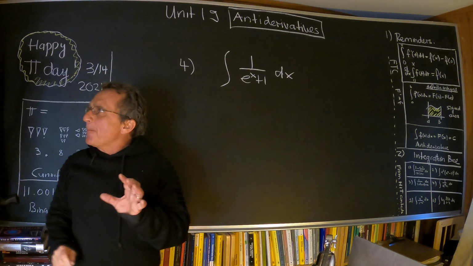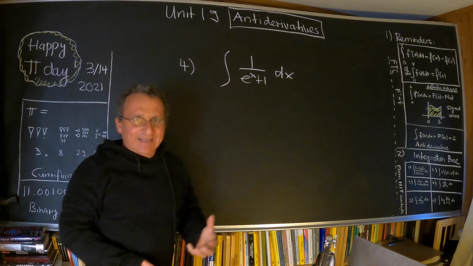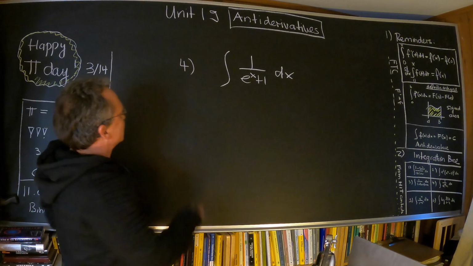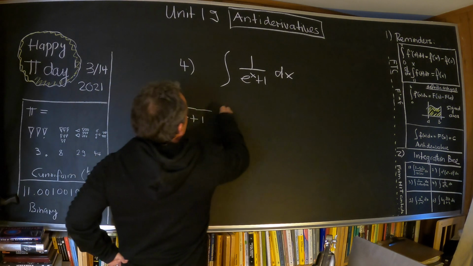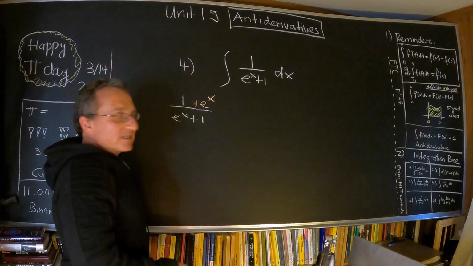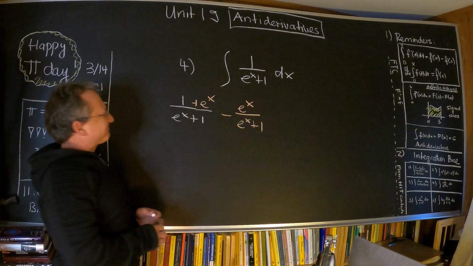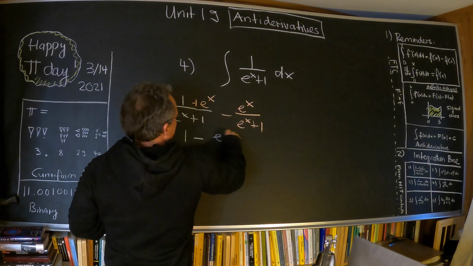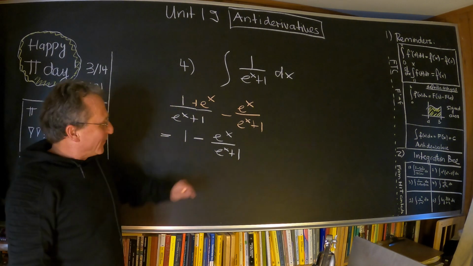So this looks also scary, but we might want to try a trick. This is something that, if you have never seen it, is almost impossible to do. But what we could do is just write 1 over e to the x plus 1. Wouldn't it be nice if we had an e to the x here? And then subtract again e to the x over e to the x plus 1. That's a trick, which tells us this is 1 minus e to the x over e to the x plus 1. And now you have to see a second thing, so that's already tough.